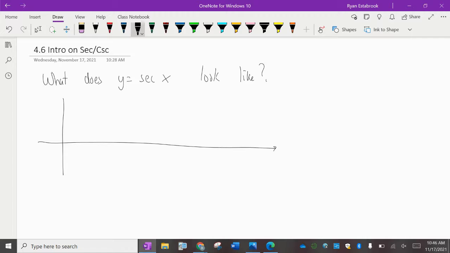So what does the cosine graph look like? Just the standard cosine curve. The period goes from x equals 0 to x equals 2 pi. The second period would go from 2 pi to 4 pi.